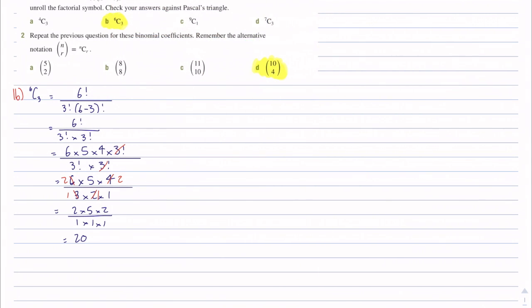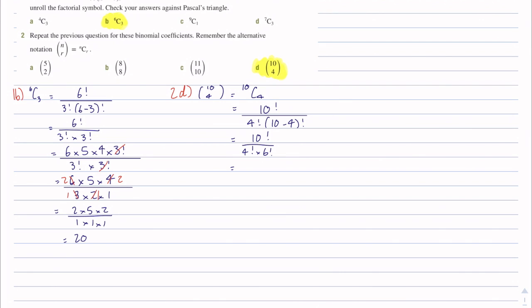Let's have a look at question 2D. Now they've asked us 10C4. So I'm going to rewrite that as 10C4. I'm just used to seeing it in the C notation, which gives us 10 factorial over 4 factorial times 10 take 4 factorial. So I've got 10 factorial over 4 factorial times, 10 take 4 is 6 factorial.